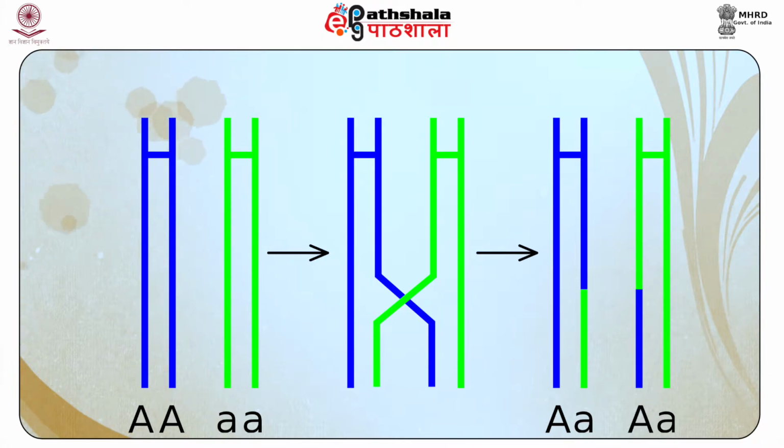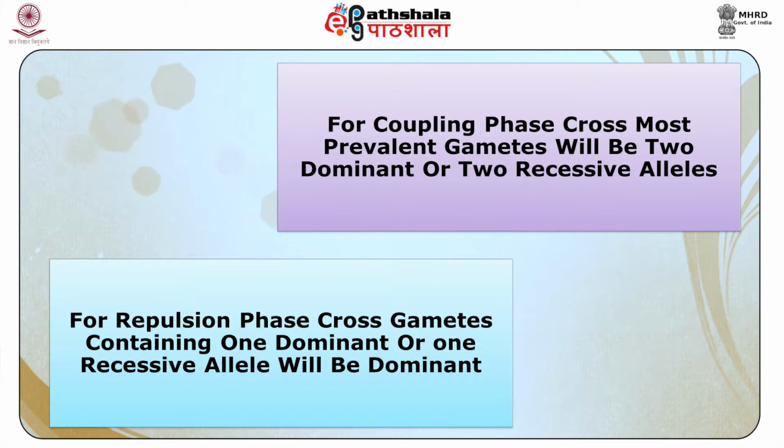This is a direct result of reduced recombination that occurs between two genes that are located close to each other on the same chromosome. Also, by looking at the gametes that are most abundant, you will be able to determine if the original cross was a coupling or repulsion phase cross. For a coupling phase cross, the most prevalent gametes will be those with two dominant alleles or those with two recessive alleles. For repulsion phase crosses, gametes containing one dominant and one recessive allele will be most abundant. Understanding this fact will be important when you actually calculate a linkage distance estimate from your data.